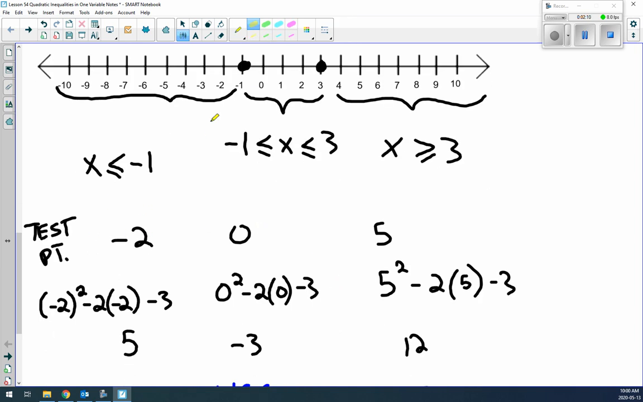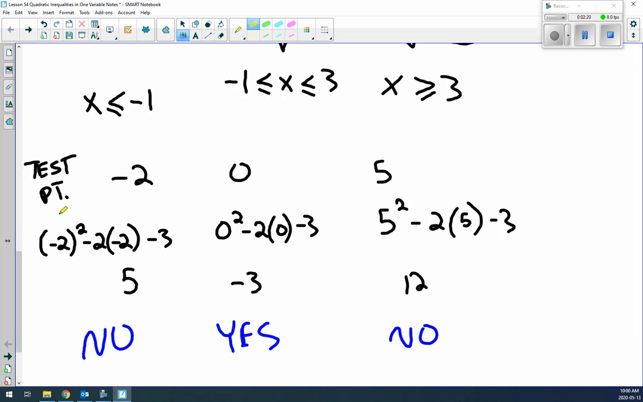And let's pick some test points. Everything less than -1, so pick -2. Now again, you can pick anything. Between -1 and 3, pick 0. Greater than 3, pick 5. So just plug it in. You plug it into the original expression, and you find out it's 5, -3, and 12. Okay, well, what does that tell you?